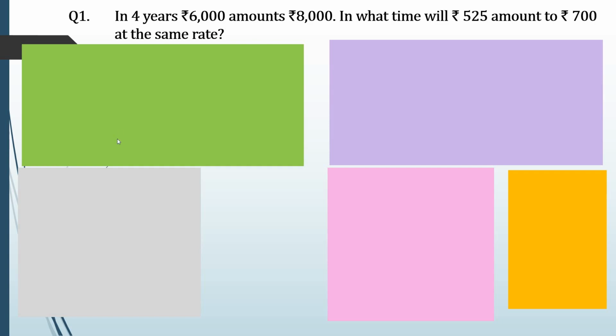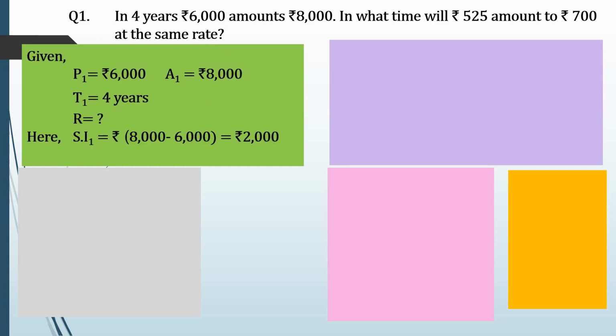So here we have two different conditions. Let me show you those two conditions over here. So this is the first condition: rupees 6,000, rupees 8,000, 4 years. Another set of conditions is rupees 525, rupees 700, and the same rate. Okay, so let us start solving this question now.